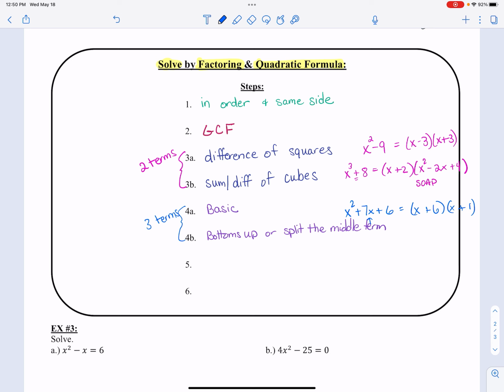And that looks like something like this, right? What makes this not a basic factoring question is this 3 out front. I no longer can just put x and x as the first 2 terms in each of my factors. I have to actually take care of that 3. And probably one of the more popular ways to handle that is a method called bottoms up.